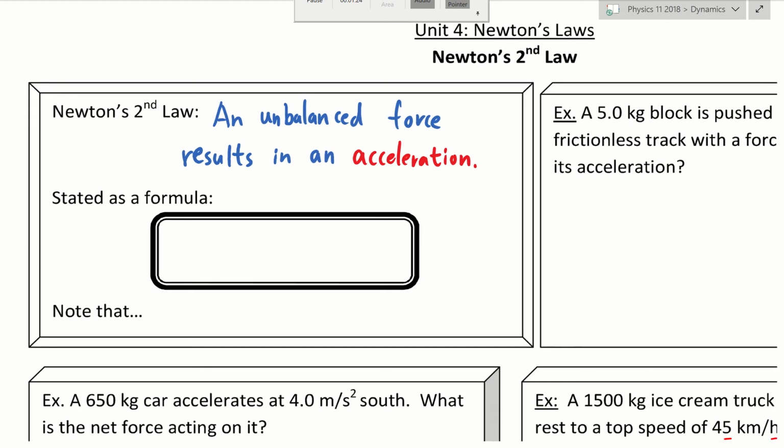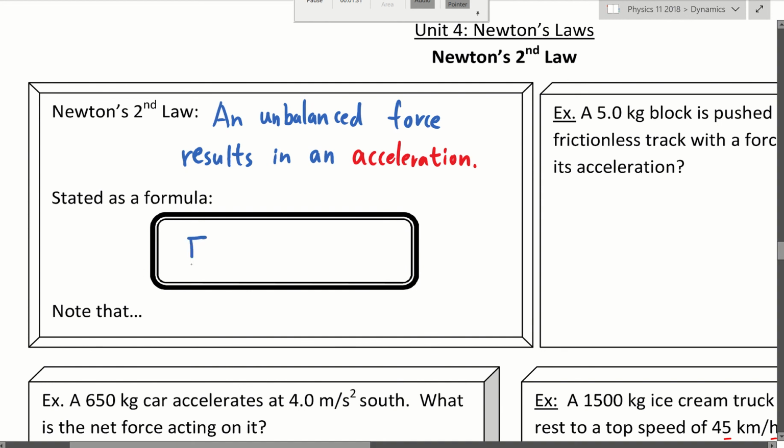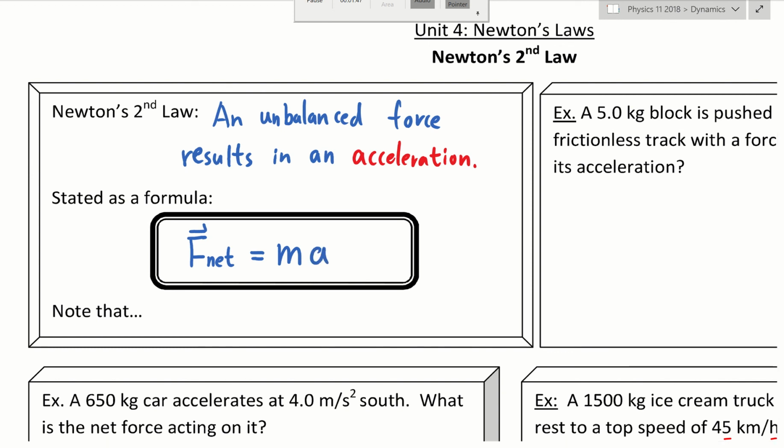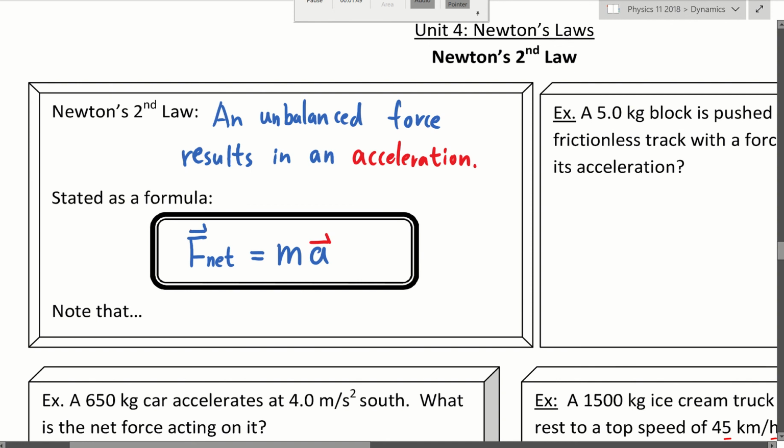Now, this is commonly stated as a formula that you will find in your formula sheet. When there is an unbalanced force, F net, it will give the object, which has a mass m, an acceleration a. So F net equals ma. F net equals ma.